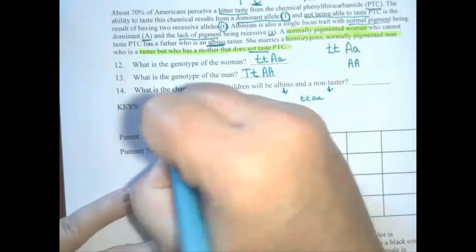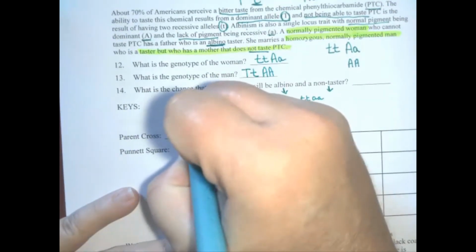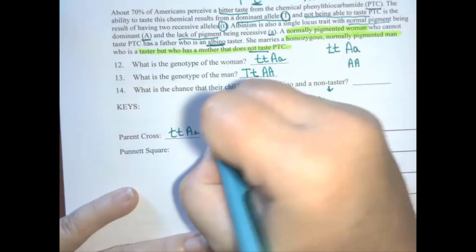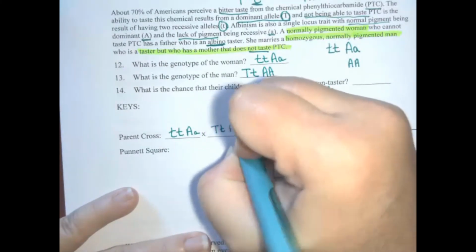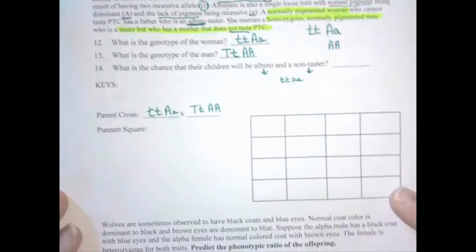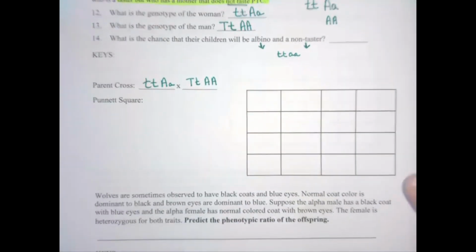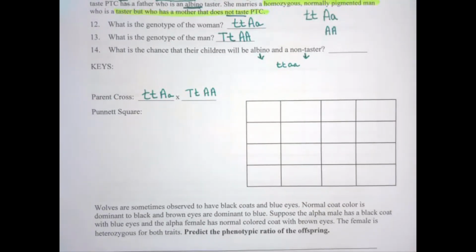Okay, so we're going to cross mom. She's got little t, big A, little a. And dad, who's big T, big A, big A. And I'm going to show you how to set up this cross. Okay, so guys, we're going to do what we would consider a FOIL in math. And I'm actually going to use a different colored pen to show you.